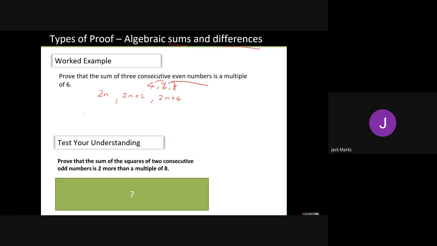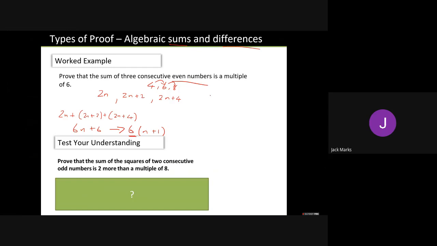The sum, well, the sum just means adding them together. If I just add all of this together, I'm going to get 6n plus 6. Show that it's a multiple of 6. So what you want to do, that multiple thing, you want to bring it out the front of a bracket. And perfect, just like that.